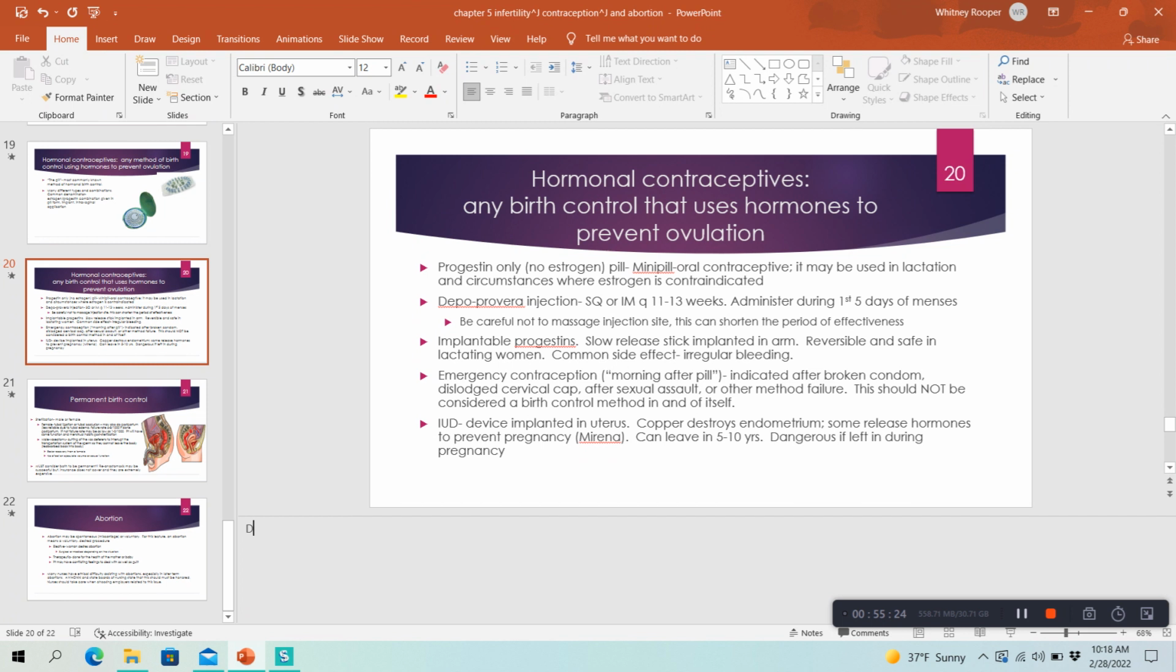Implantable progestin, again, it's something that you're going to implant under the skin. It's a little tiny stick, and that can stay in for a longer period of time.